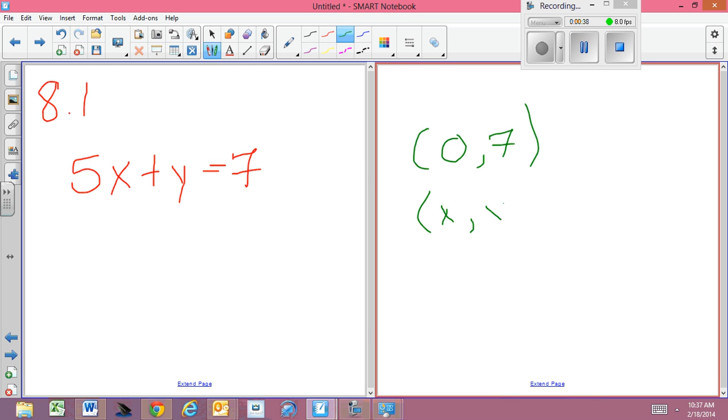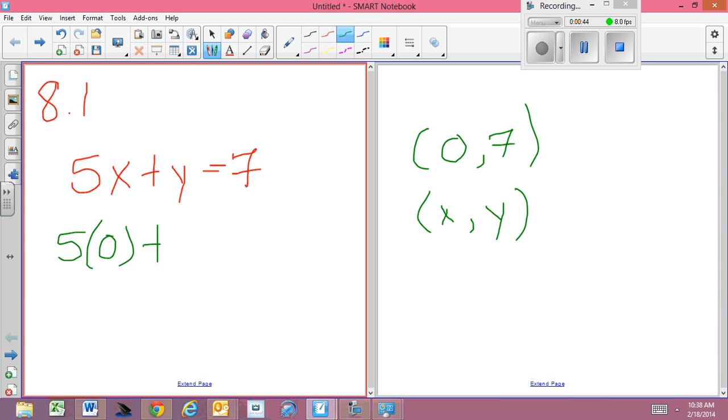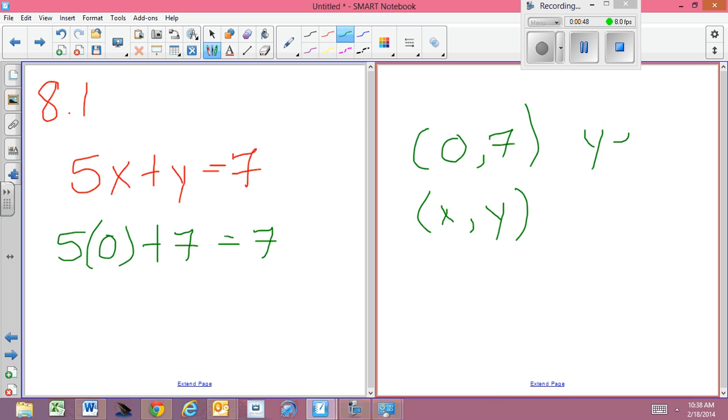So we learned that ordered pairs are listed in alphabetical order. So all you had to do was plug in the x that you were given and the y that you were given. And if that made a true statement, then you would say yes. The ordered pair 0, 7 is a solution to the equation 5x plus y equals 7. So we learned that there's an infinite number of solutions.